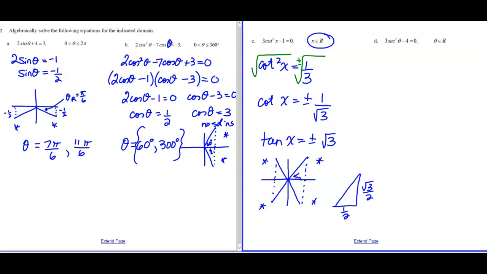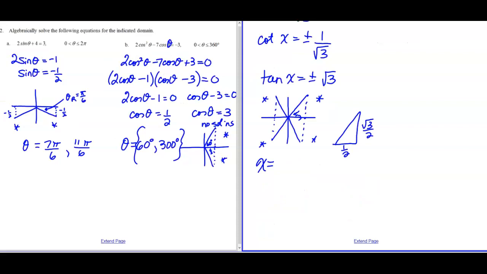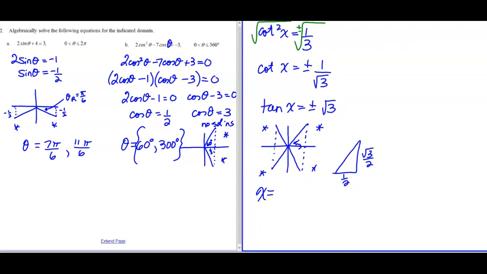So pi over 3 is your reference angle. So what I do if I'm doing the general solution is I pretend that it's just for one rotation. This is just me personally. So I just do it for one rotation to start. So that's pi over 3, 2 pi over 3, then 4 pi over 3, and 5 pi over 3. That's for one rotation. Dot, dot, dot means it goes on forever, but that's not a proper general solution.